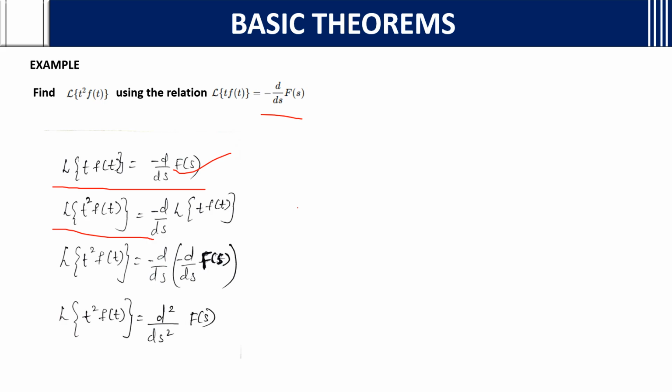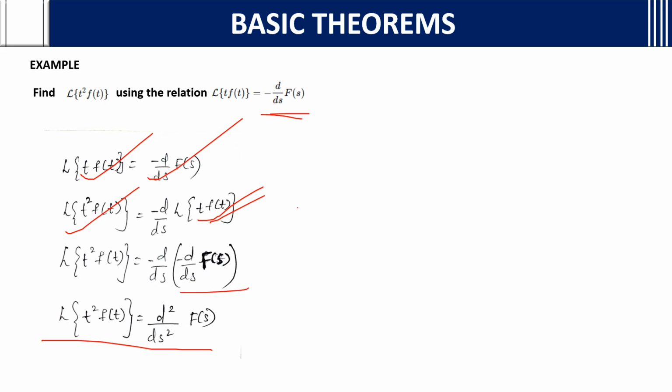Why are they taking only one t? Because initially it is t f of t, and you get minus d by ds of f of s. Here you want t square f of t, so there is an extra t present. So we want minus d by ds of the Laplace transform of t into f of t. Then the Laplace transform of t square f of t is equal to minus d by ds of this, and the Laplace transform of t into f of t is minus d by ds of f of s. So take minus d by ds of f of s. The Laplace transform of t square f of t is equal to, minus minus gets cancelled, d square by ds square of f of s.